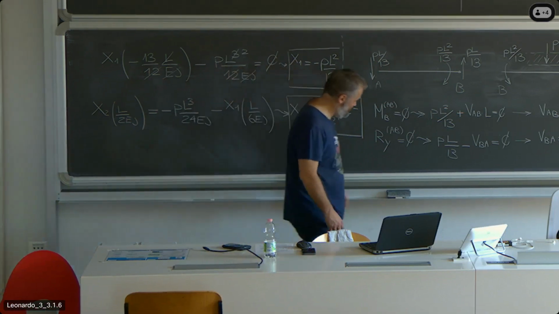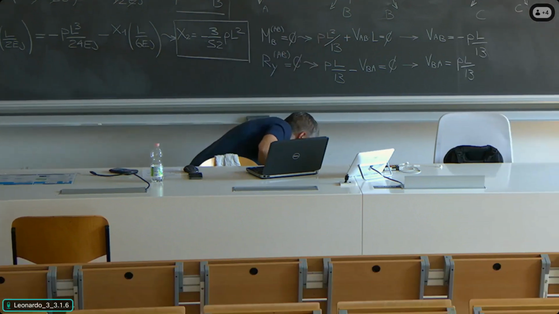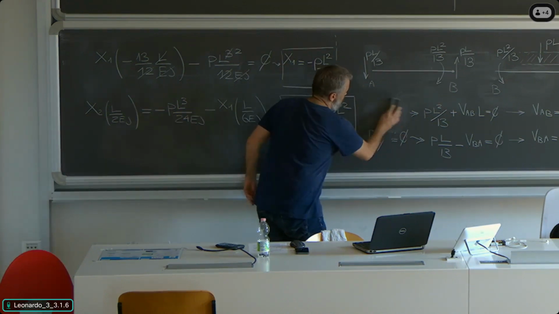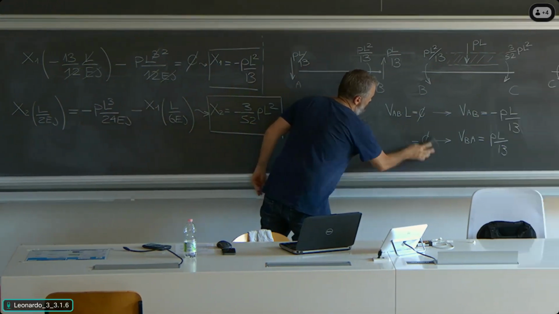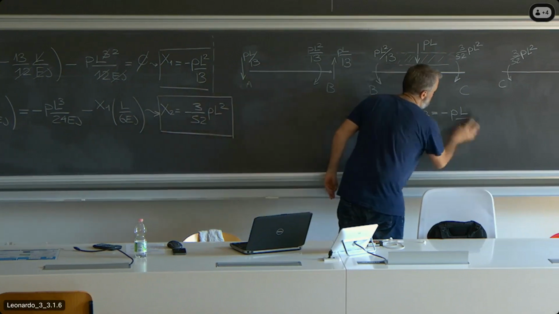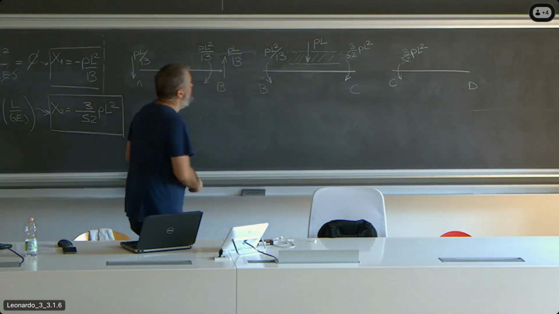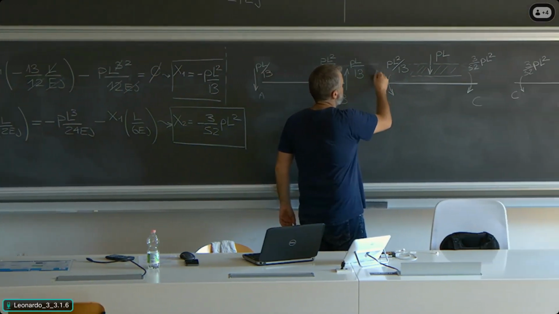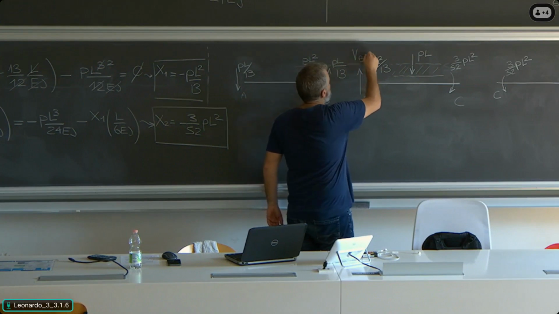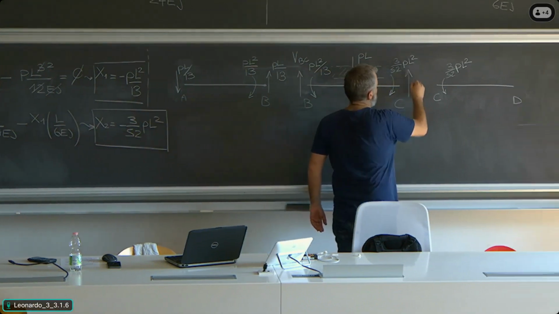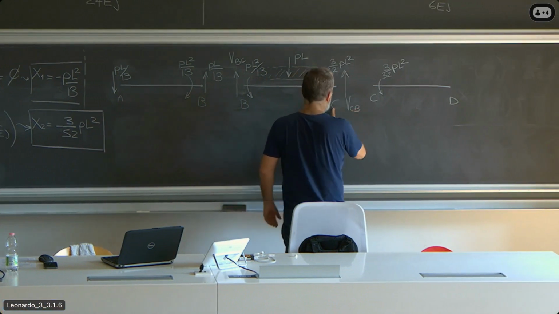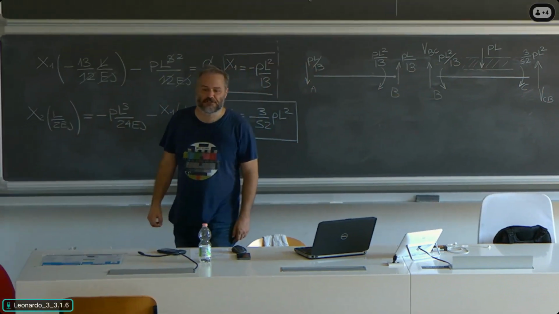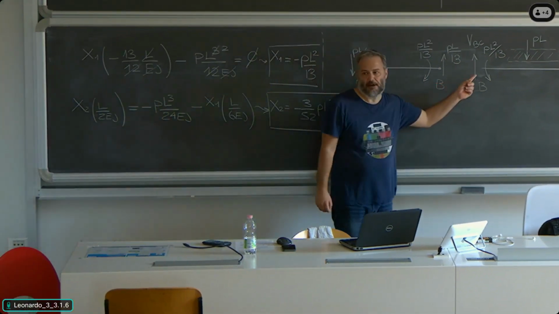Very nice. Let me change the graph. I will now delete these two equations because I need more space. Now we move to span BC. Again, VBC, and this is VCB. Two shear forces at the ends, both pointed upwards.